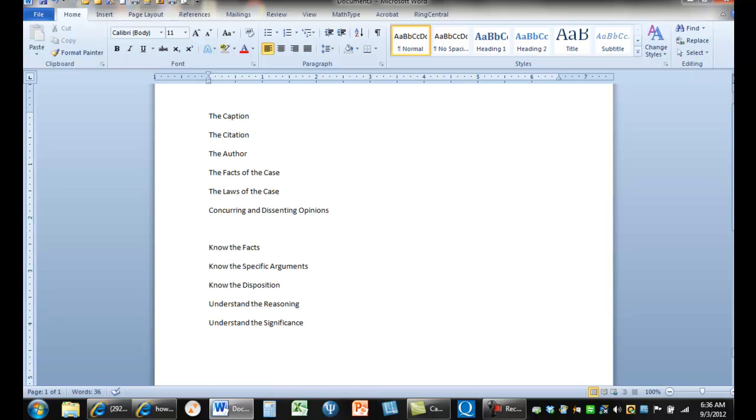But there are several parts to a case. Once you find one, you're going to see the caption. And the caption is just the name of the case, Daubert versus Merrell Dow, or something like that. Then you'll find a citation, which is directions for where to find the case published.